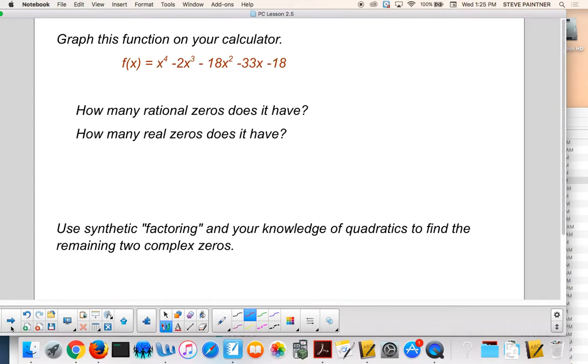Here we go. Next problem. Graph this function with your calculator and then tell me how many rational zeros does it have? How many real zeros does it have? Okay.